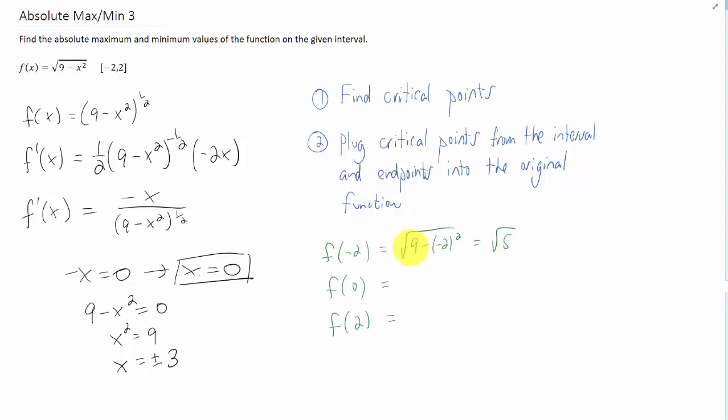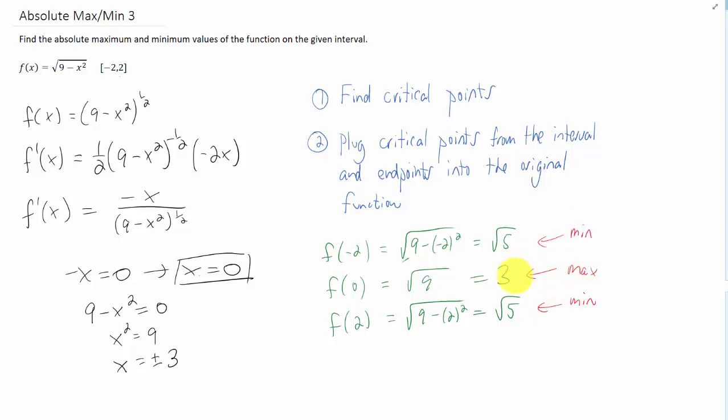Plugging in x equals -2 looks like it's going to give you the same value as if you plug in x equals +2. And to me that looks like the square root of 5. And if we plug in x equals 0, it looks like we're going to get just the square root of 9, which is 3. So we have an absolute maximum here, and we have two absolute minima here and here.